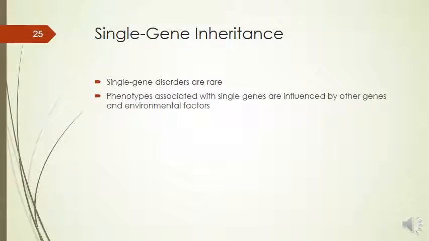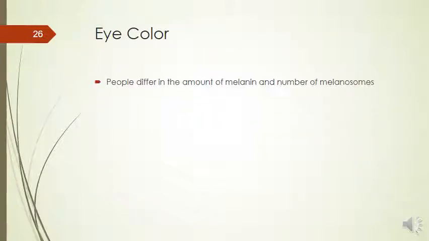If we look at single gene inheritance, single gene disorders are rare. The phenotypes associated with single genes are influenced by other genes and environmental factors. If we look at eye color, we see that most people have brown eyes. Blue and green eyes are almost exclusively in people of European ancestry.